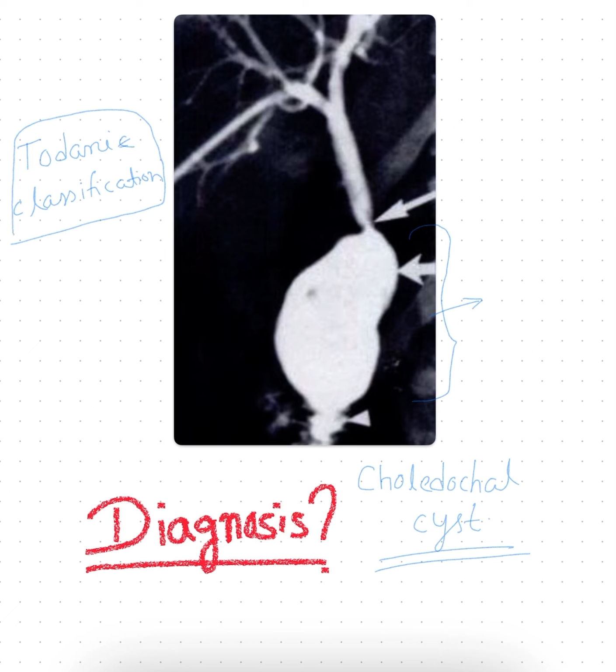So according to this classification, the choledochal cysts are of 5 types. The type 1 is most common among all. The type 1 is most common, and according to type 1, there is the cystic dilatation of extrahepatic bile ducts.